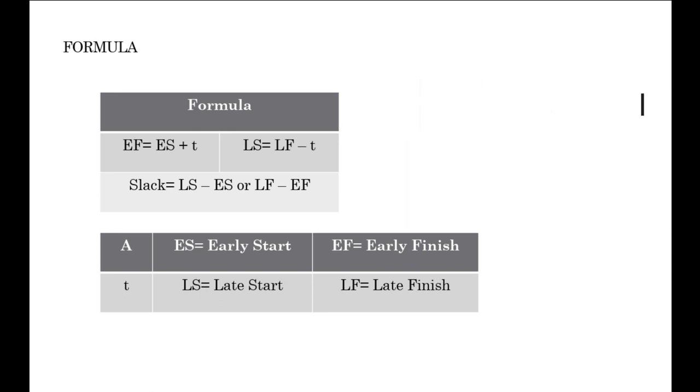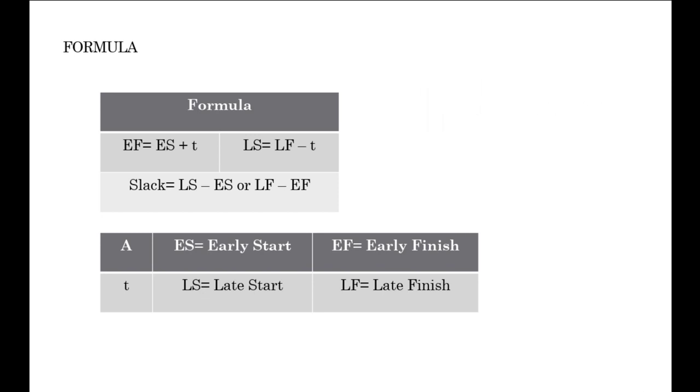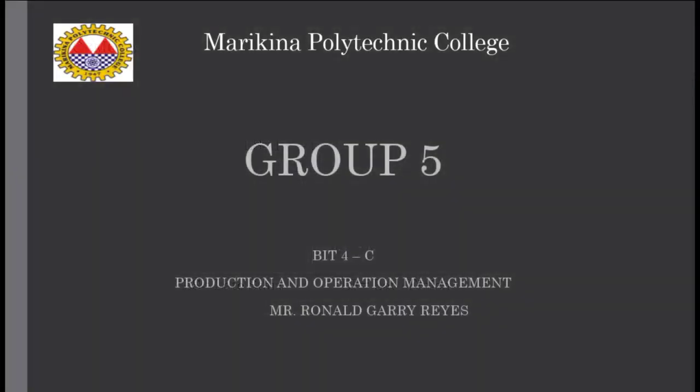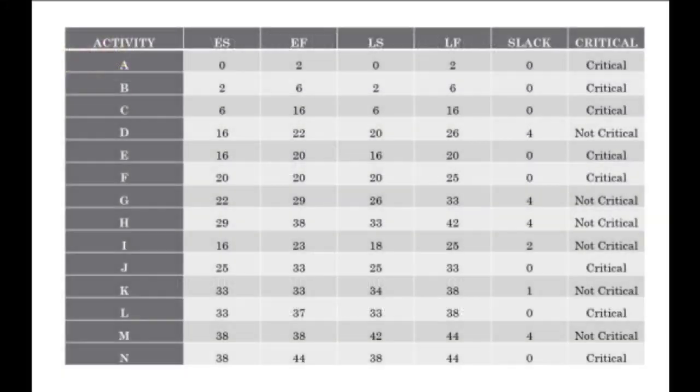The last formula explains how to get the slack of an activity. In finding the slack, we can use two different formulas that work similarly. The first is to subtract the early start from the late start, and the second is to subtract the early finish from the late finish. Let's proceed to the table.